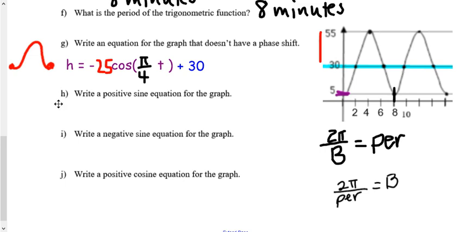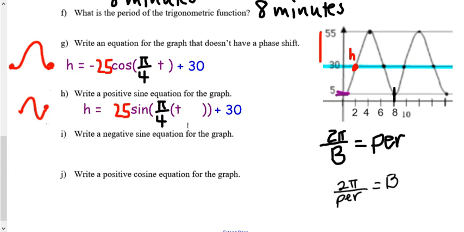In H, they asked me to write a positive sine equation for the graph. A positive sine equation would start in the middle and go up from there. So when I'm looking at my graph over here, I need to choose a point where I'm in the middle on the way up. The first one I see is right here at t equals 2. So that's where I'm going to write an H, because this is going to be my anchor point for problem H. The only thing that will change from my equation in G is I will now have to shift my graph horizontally 2 minutes to the right.